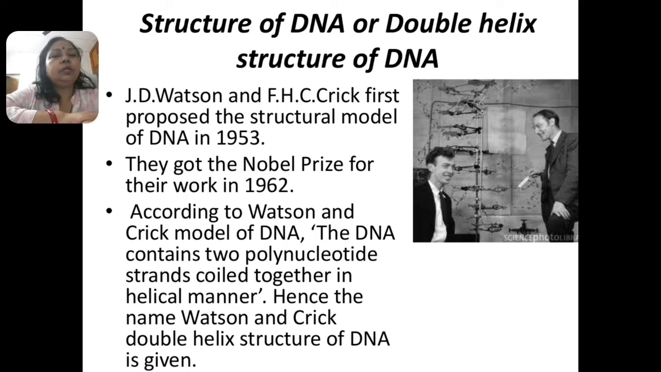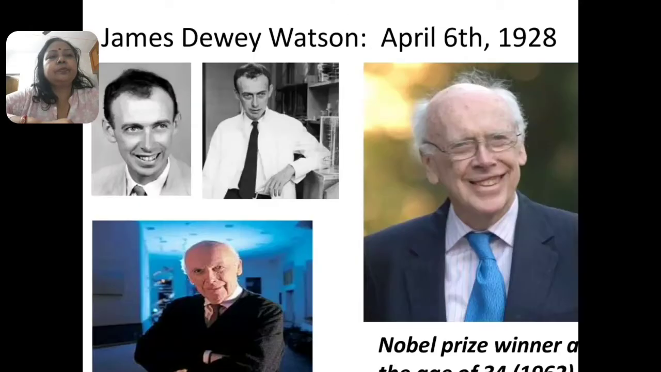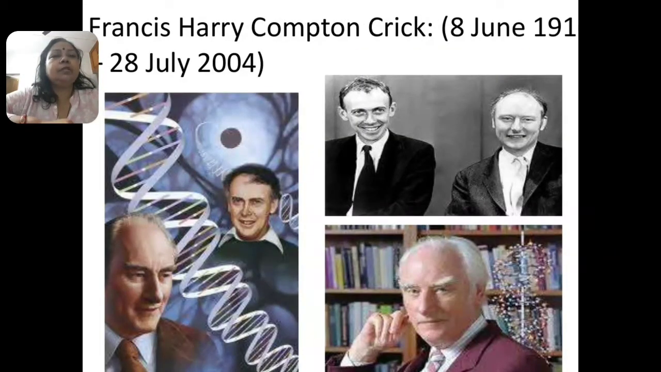According to the Watson and Crick model of DNA, the definition of DNA is that DNA contains two polynucleotide strands coiled together in a helical manner. Hence, the name Watson and Crick double helix structure of DNA was given by them. Here is a photograph of James Dewey Watson and Francis Harry Compton Crick.